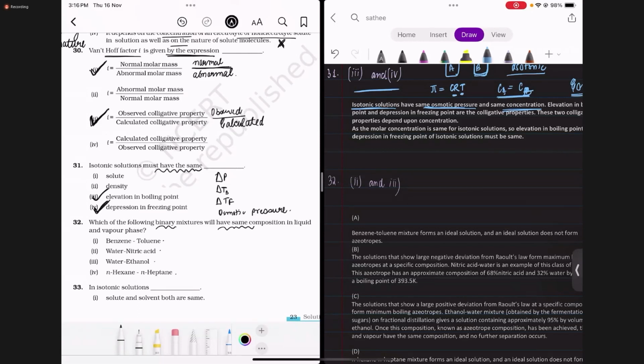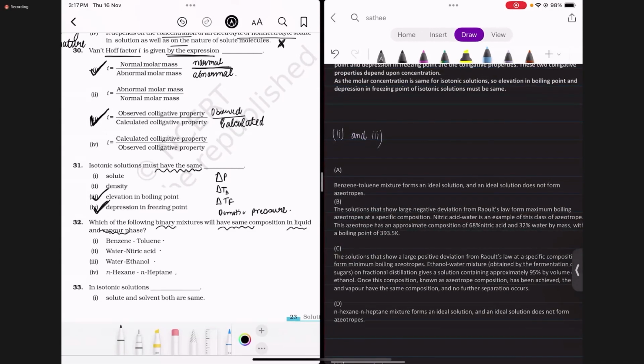For having the same composition in liquid and vapor phase, the mixture should be azeotropic mixture, यानी it should either show positive deviation from Raoult's law or it should show negative deviation from Raoult's law. तभी ये azeotropic mixture होगा, and then only it can have the same composition in liquid and vapor phase.